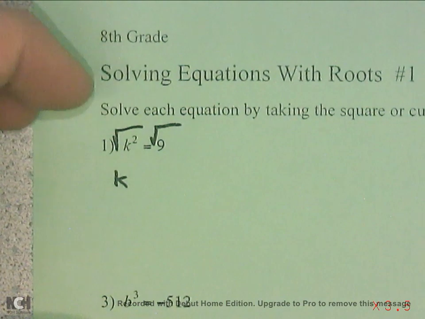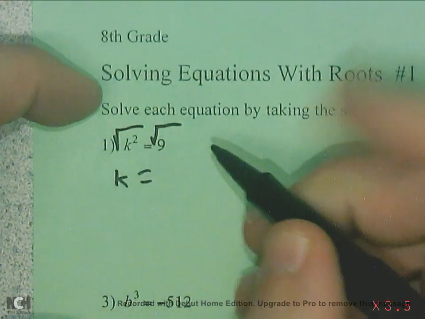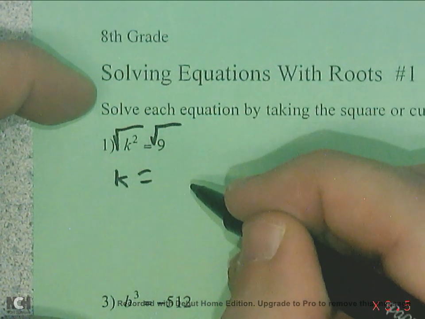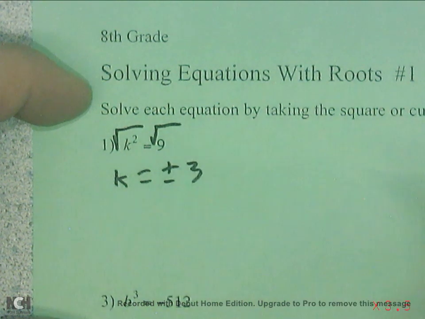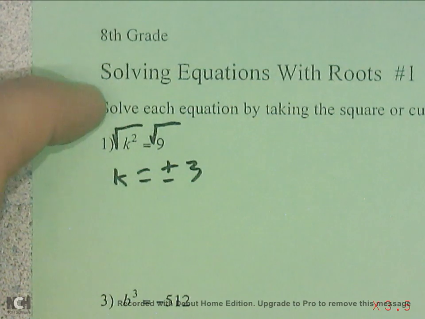Now, with square roots, there's actually two roots, right? So k could actually equal either positive 3 or it could equal negative 3. So it'll be plus minus 3. And that's all you're doing there.